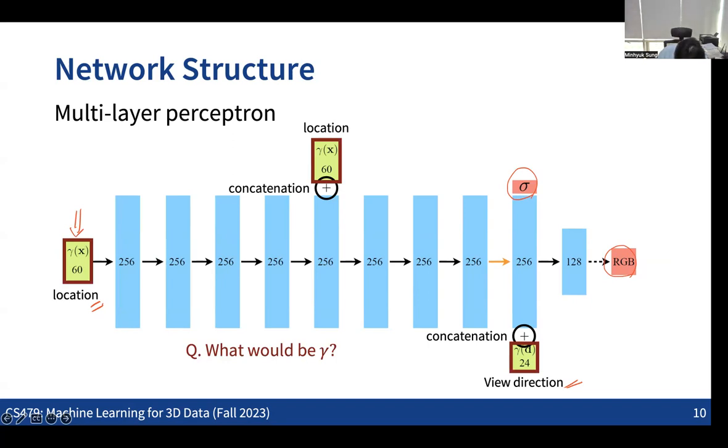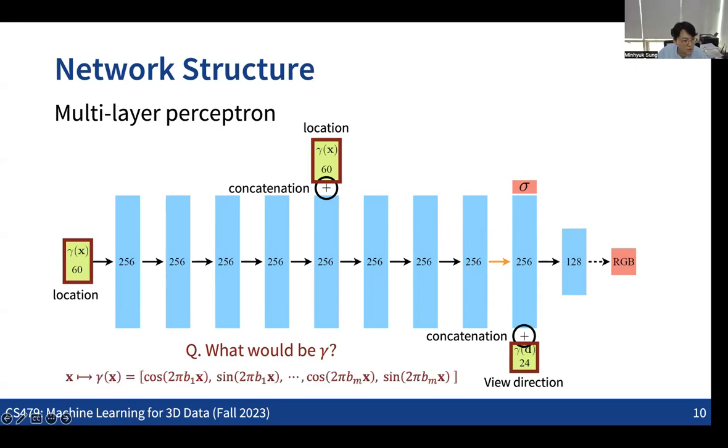We have this gamma function, which takes each of the location and the view direction as the input. And this is the positional encoding. The reason we have the positional encoding is that we want to get some kind of high frequency function given the input of the location and the view direction. So that is the basic idea.